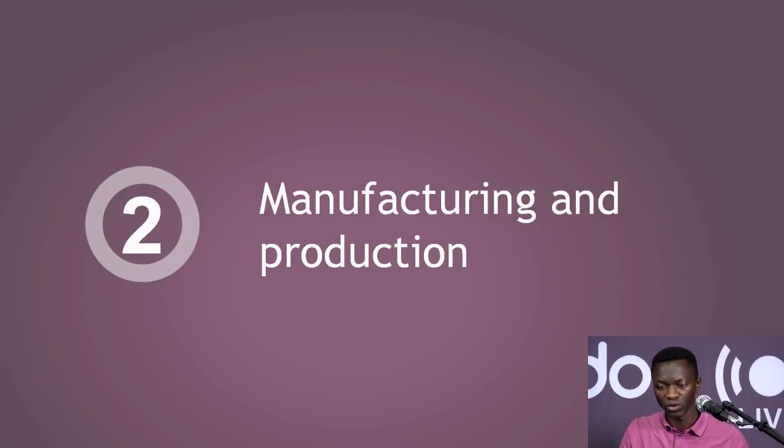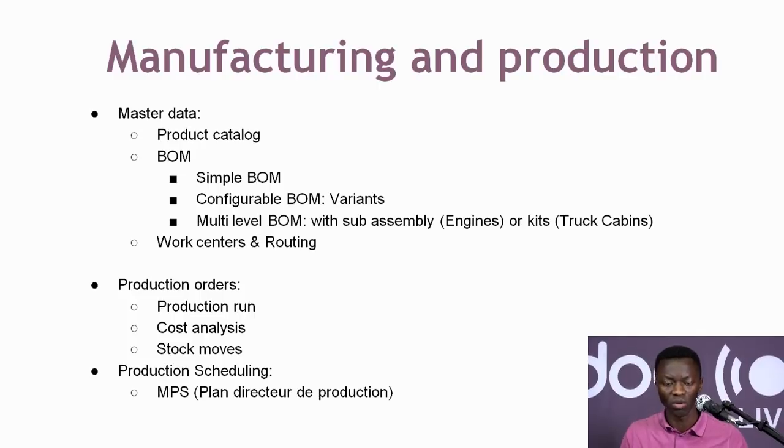Now we'll start with the manufacturing, the core application. What we are going to see is how you can define your master data, so all of the products that you maintain in your company. They can be finished products, spare parts, or sub-assemblies. When you want to do production, you need to define which components you want to use. That is what is called a bill of material, BOM as a shorthand.